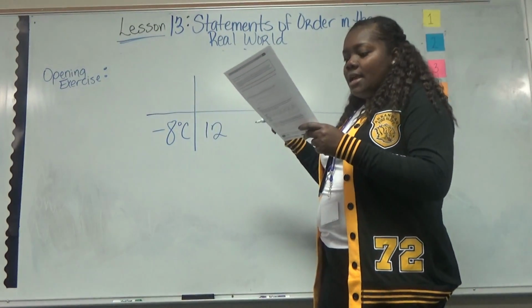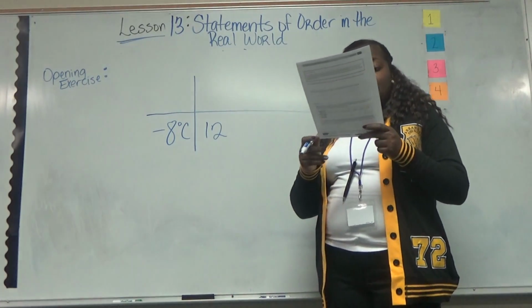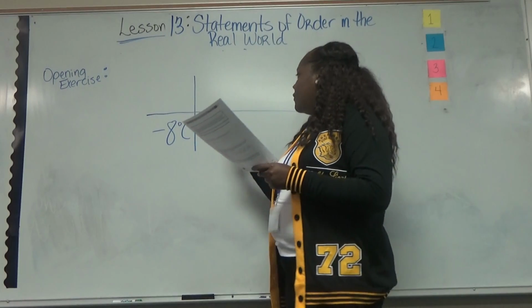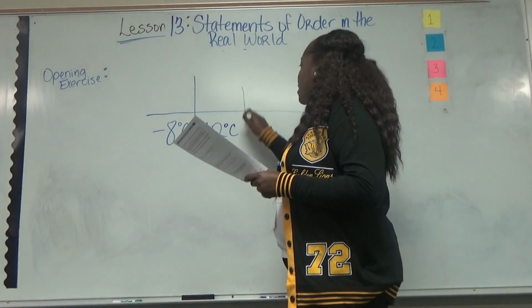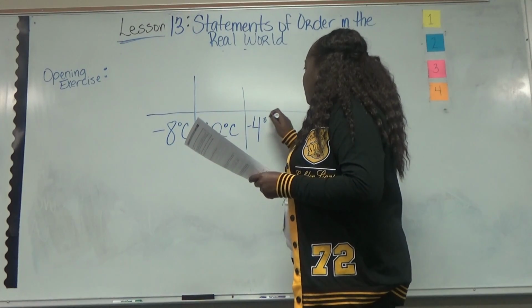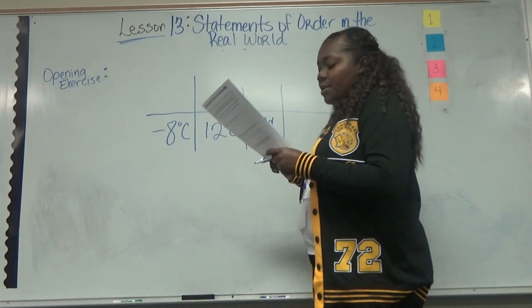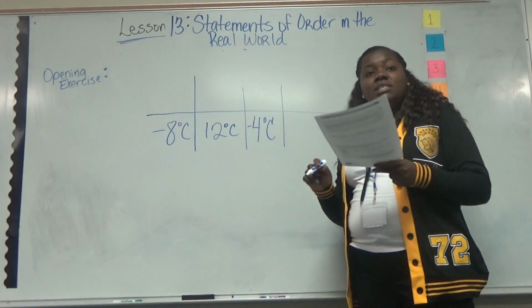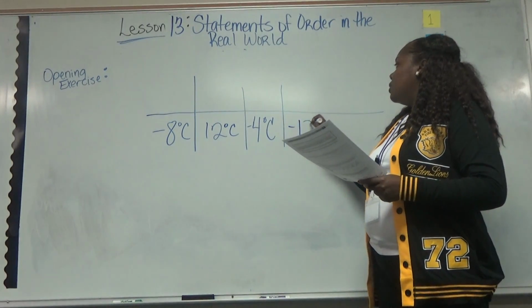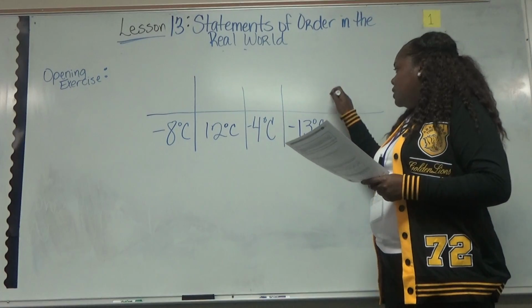All right, then I have negative 4. Negative 4 degrees Celsius. So this is 12 degrees Celsius. The other one would be what? Negative 4 degrees Celsius. Then I have 13 below 0. Negative 13 degrees Celsius.